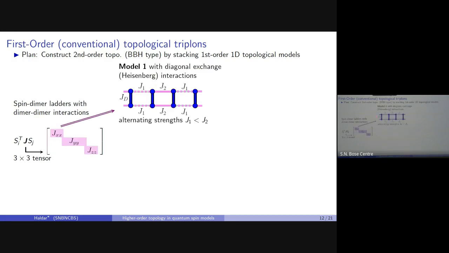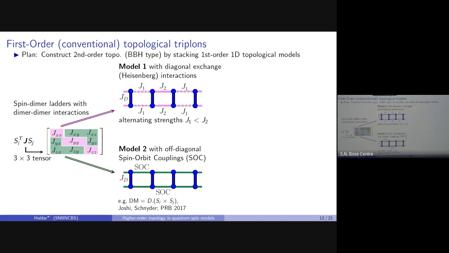All right. The first model, which I will call model one for this slide, is done with only the diagonal elements of my J tensor. It looks something like this. You have a bunch of these singlets or dimers connected by Heisenberg interactions of alternating strengths J1, J2. The dashed line is J1 and the solid line is J2. When J1 is less than J2, this is the region we are interested in. The second model utilizes the off-diagonal components of your J tensor. These off-diagonal components are often found when you have spin orbit coupling in your model. These spin orbit coupling terms manifest as DM interaction terms in your Hamiltonian of the form D · (S_i × S_j), where D is a vector parameterizing this interaction. So these are the two models that we want to use to construct examples of first order, or conventional, topology and then use them to get higher order topology.